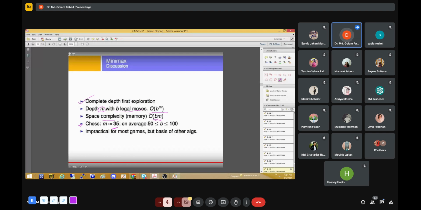And on average, the B, that is the branching factor or legal moves, is between 50 to 100 within this. So considering the time complexity, if we consider B is 100, then 100 to the power M is 35. Or we can say minimum, it can be 50 to the power 35.